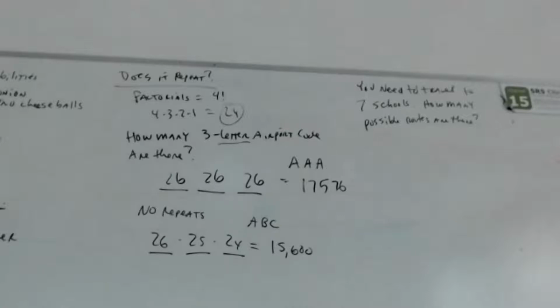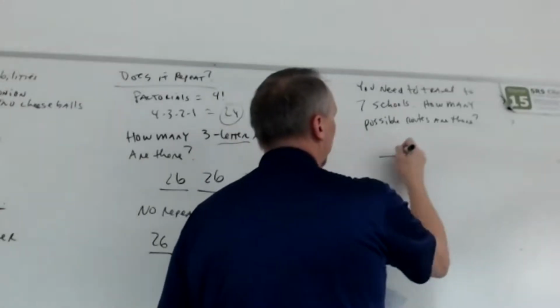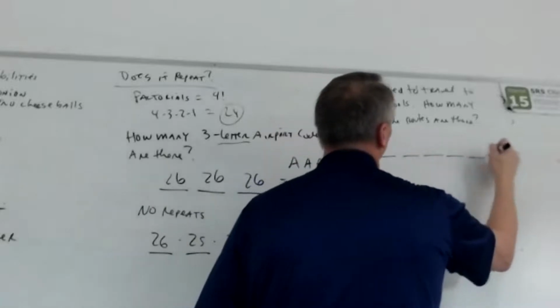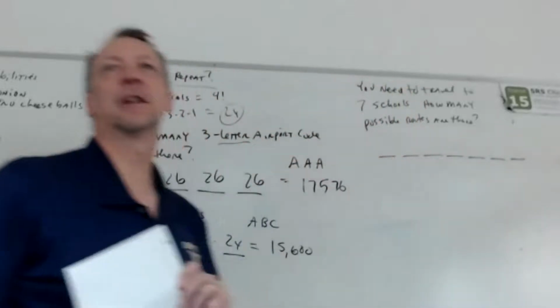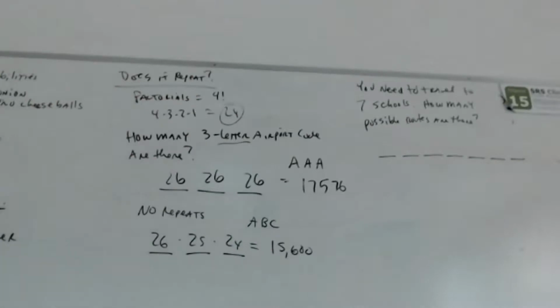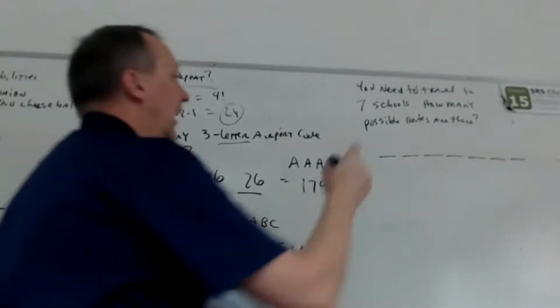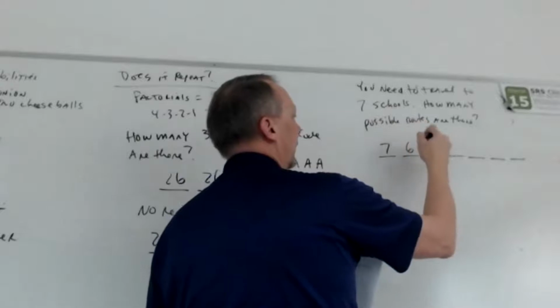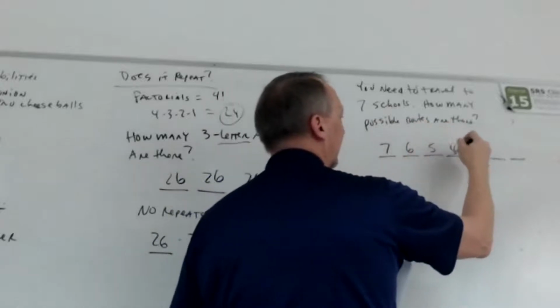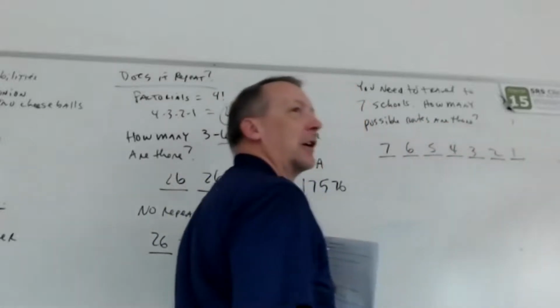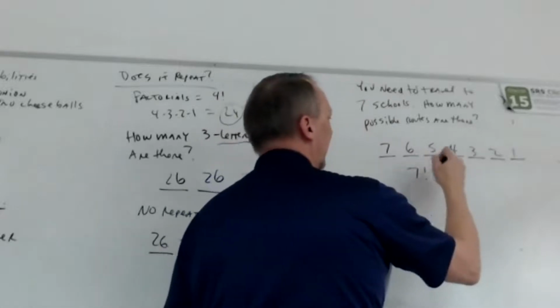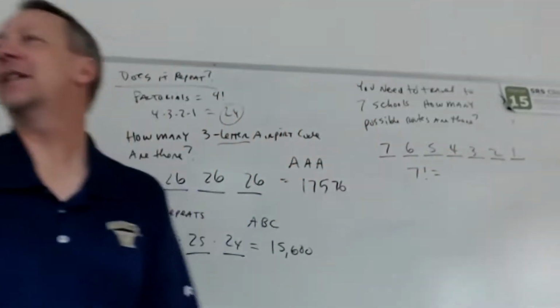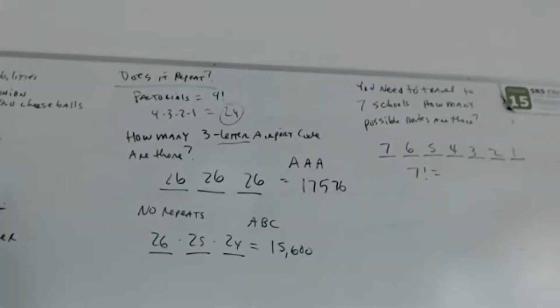Okay. So once again, my favorite thing is to say, well, I'm going to draw 7 blanks, right? 1, 2, 3, 4, 5, 6, 7. Okay. So, Tyler, how many options do I have for my first choice? 7. For my second? 6. The third? 5, 4, 3, 2, 1. What did I just do? 7 factorial. Okay. Now you should have a factorial button on your calculator.